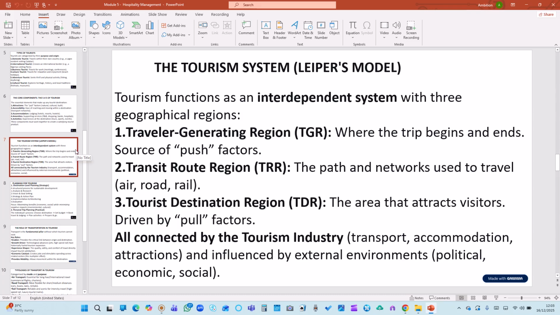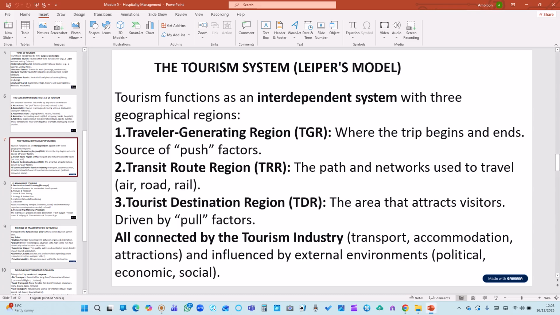Then we have the transit route region. These involve the path and network used to travel, which involve the air, the road, and the rail. That's the transit route. It has to do with the transportation involved in tourism. Then number three in the system is the tourist destination region, the area that attracts visitors. That's the tourist destination. That's the place where the tourism takes place.